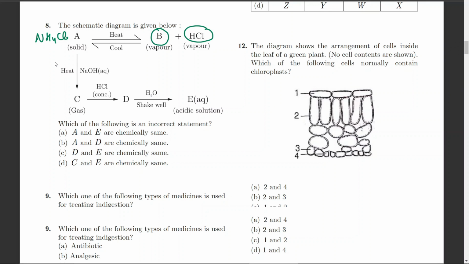NH4Cl, which is ammonium chloride. When we heat ammonium chloride, we will get NH3 plus HCl. Okay, NH3 is ammonia.